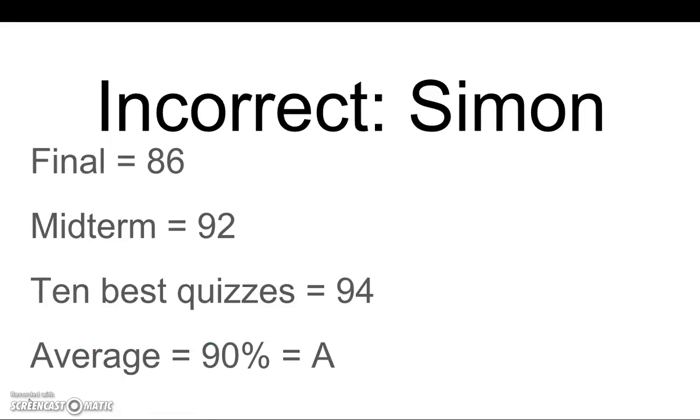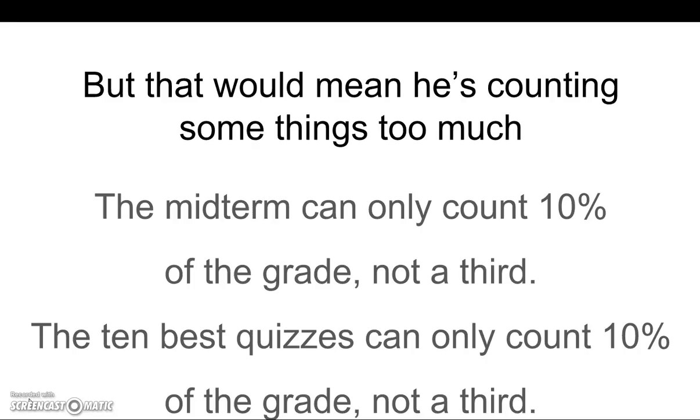Let's take another example that I see very frequently, the case of Simon. Simon doesn't like to do any writing. And so the only things he did all semester is he took the final, he took the midterm, and he took some quizzes. And so Simon writes me, oh, look, I got an 86 in the final, a 92 in the midterm, and I got a 94 in the 10 best quizzes. Oh, that averages out to a 90%. I get an A.